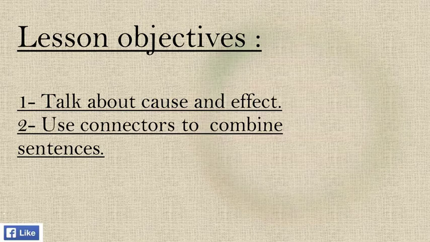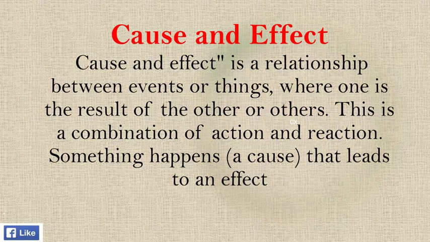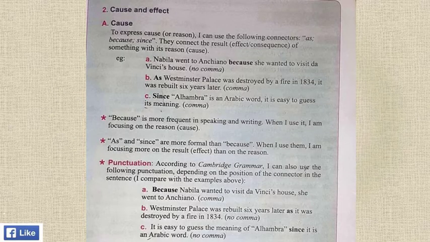So how to talk، كيفاش نعبر على السبب والنتيجة، كيفاش نستعمل أدوات الربط. Now, cause and effect is a relationship between events or things where one is the result of the other or others. This is a combination of action and reaction. Something happens, a cause, that leads to an effect. يعني السبب والنتيجة كاينة علاقة وطيدة بيناتهم. كي نهضر على السبب لازم نعبر على النتيجة، وكي نعطي النتيجة لازم نقول السبب ديالها. يعني ما نقدرش في جملة نلقاهم الاثنين، ولكن تسمية على الجملة تكون حسب أداة الربط اللي استعملتها.